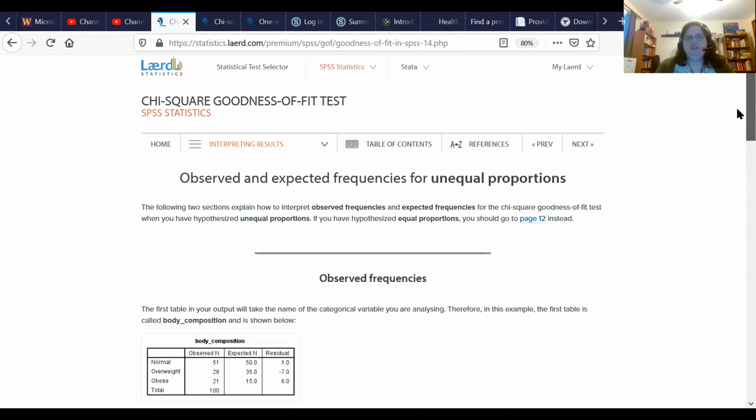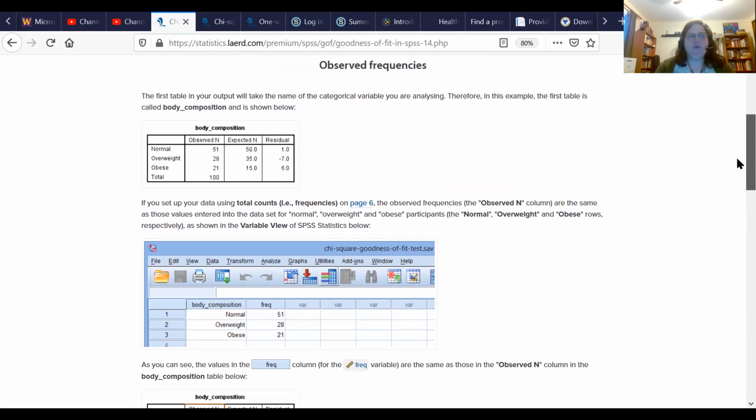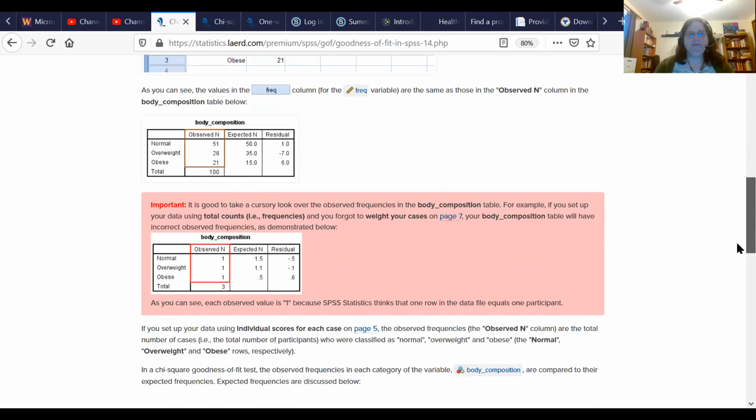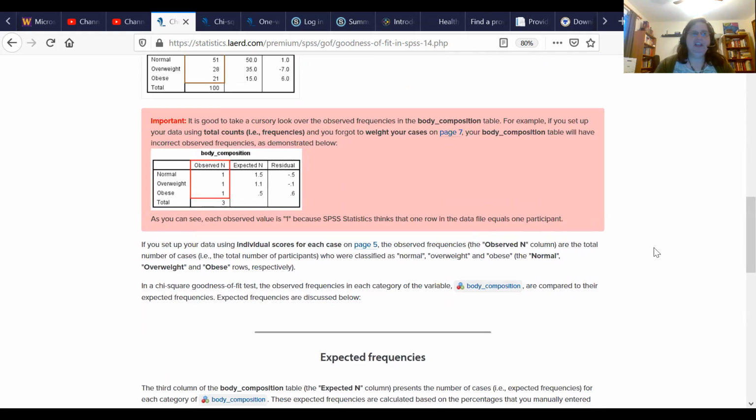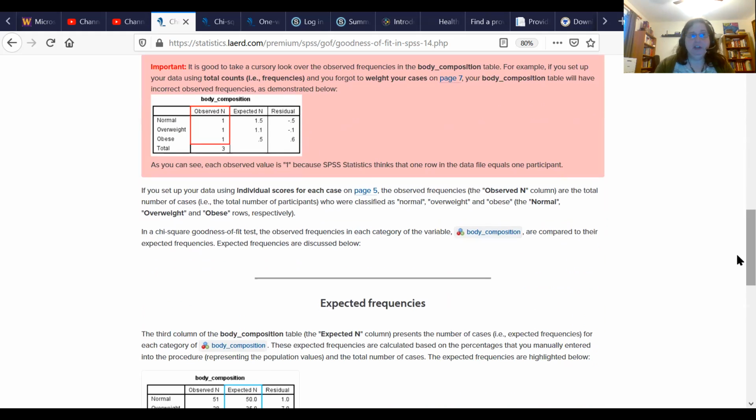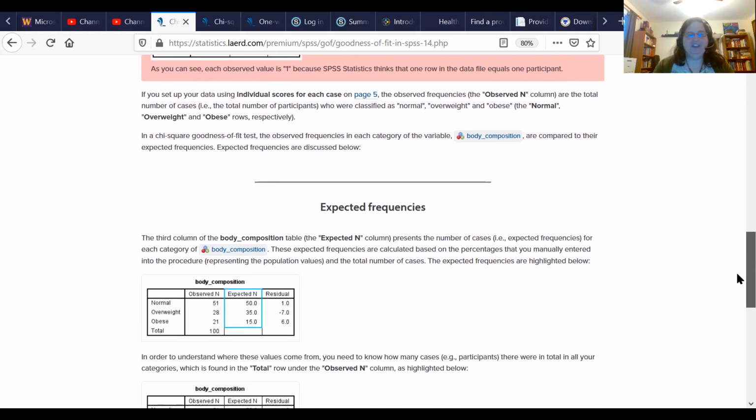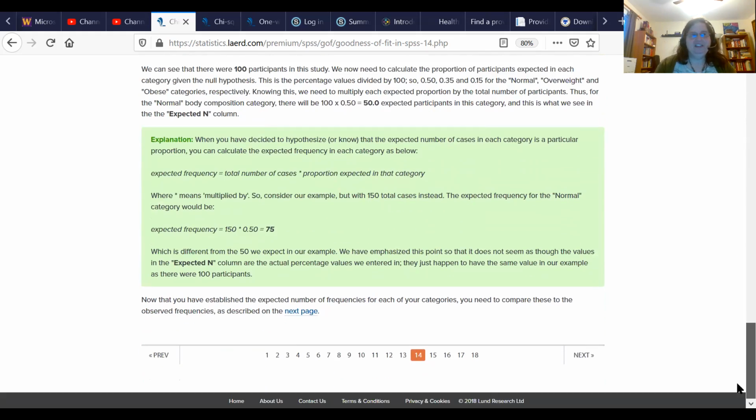Here are your observed and expected frequencies for the unequal proportions, just like we were talking about. Again, big warning sign: if you get all ones, you forgot to weight your data, unless you really have an N of 3, which is highly unlikely, right? Okay. All right.